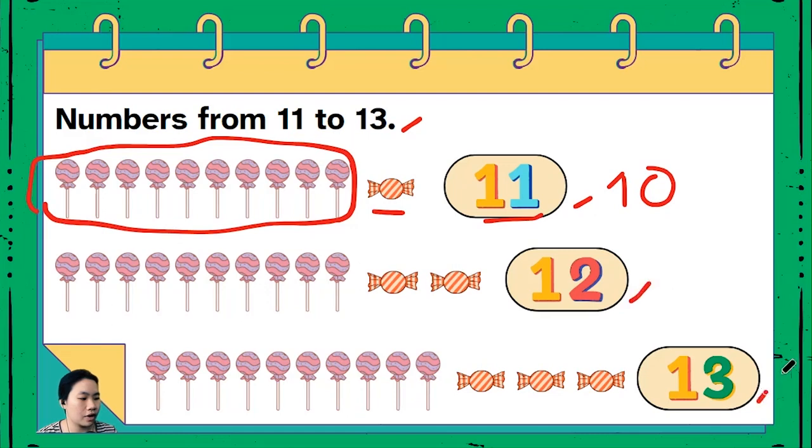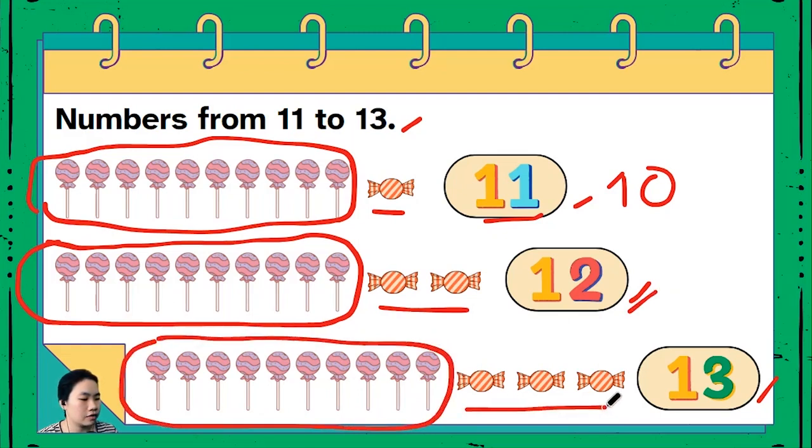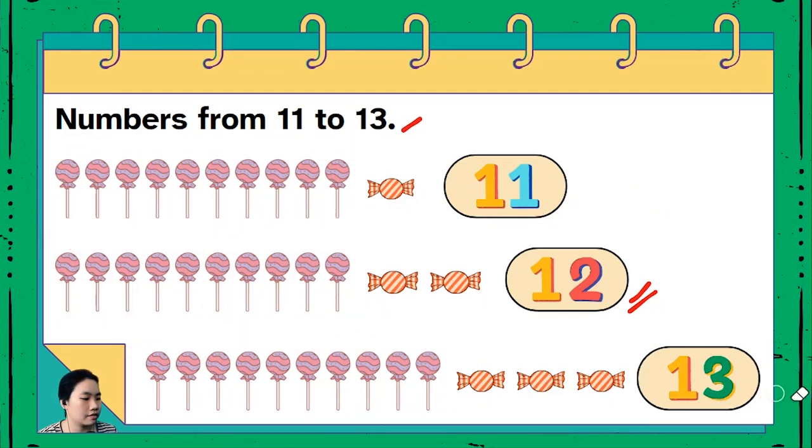And it's the same with 12 and 13. If you remove the 10, because 10 is already there, you have 2 left. What's 10 with 2? 12. The same goes with here. I just circle out the 10. Left with 3, 10 and 3 is 13. Let me just erase this very quickly. 11, 12, 13.